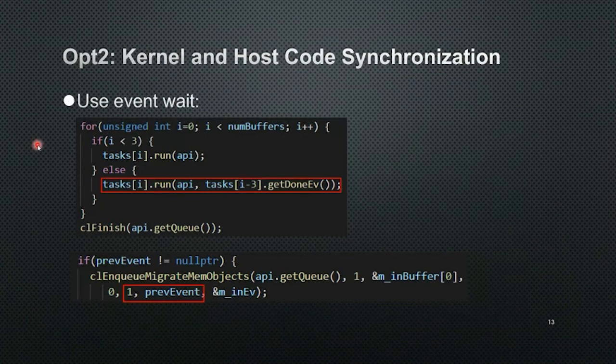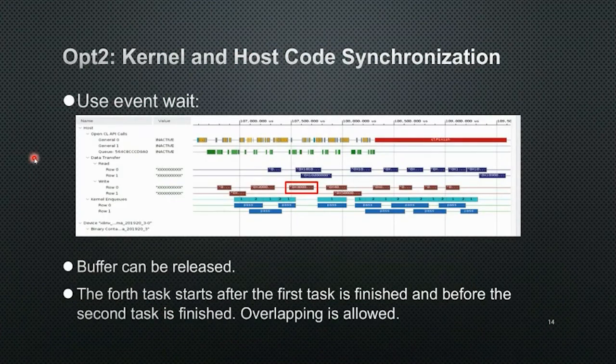And this is the second method that uses event wait. So here it shows that task I will be run after task I-3 is finished. This is done by passing the done event of task I-3 into the event wait list of task I. So here is the timeline. First, we note that since task I is executed when task I minus 3 is finished, the buffer can be released.